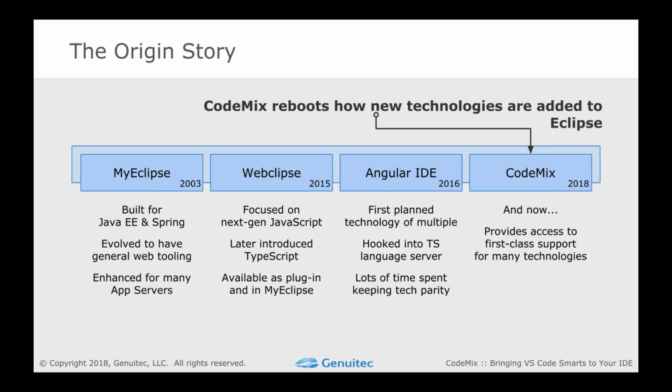So how did we get to CodeMix? MyEclipse, we started back in 2003 and had lots of really cool things in it for Java EE and Spring. And over the years, we added a bit more smarts in different areas as the industry changed. We added quite a bit of smarts in the JavaScript area, and ultimately spun out a separate product called WebClipse, which of course was always available as part of MyEclipse. During WebClipse, we added TypeScript, eventually getting to Angular IDE. Yeah, technologies. You really want smarts for specific technologies. And that's when things got interesting, right?